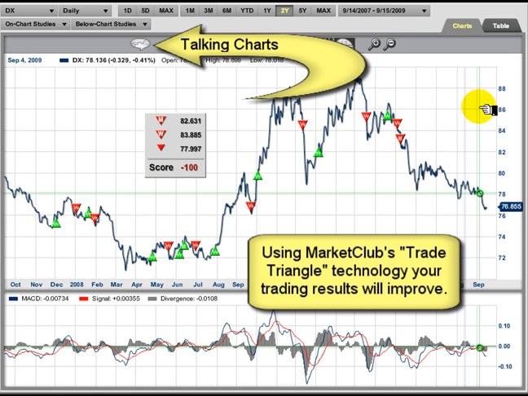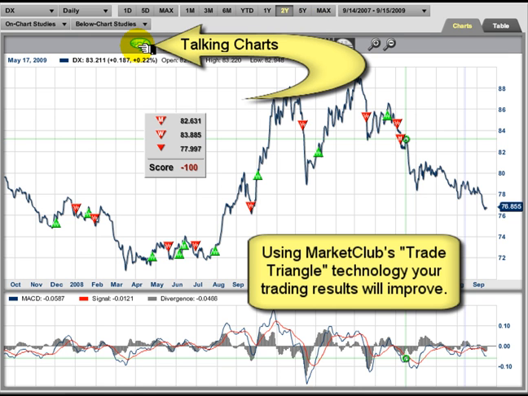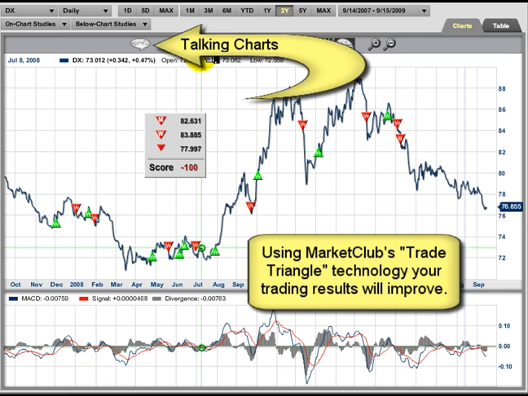If we go here, this is our audio summary of the market. I can just click here. "This market's in a very strong downtrend, and with a score of -100, we expect this downtrend to continue. We'd use rallies back to resistance to institute new short positions, but protect those short positions with very tight money management stops." Okay, so there you have it. You have not only the trade triangles, but you have our talking chart technology to stay with you and help you make money in the marketplace.